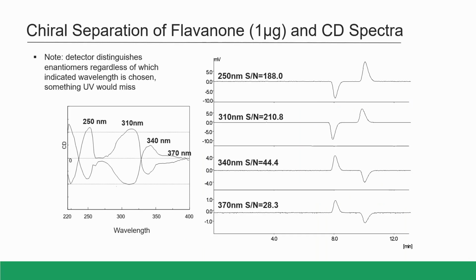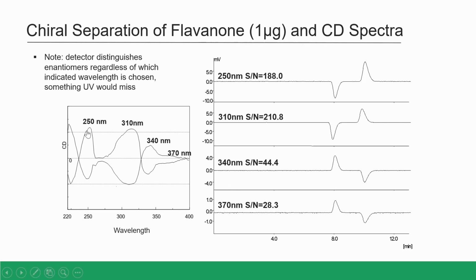So what does this mean to the chromatographer? This is the chiral separation of flavanone and their corresponding CD spectra. When you go to develop a method on a CD detector, you're going to do it in a very similar way that you would do it for a PDA detector. You're going to run your spectra, look at the wavelength maxima, and then test each wavelength where you see the best response. Here, the wavelengths that were chosen for this particular compound were 250, 310, 340, and 370.